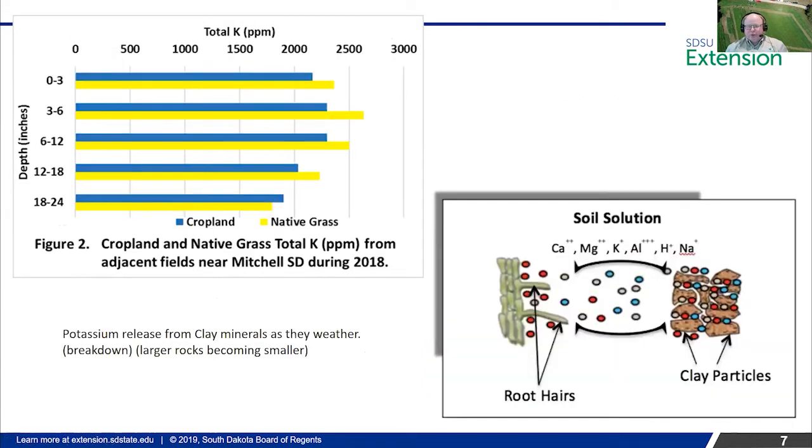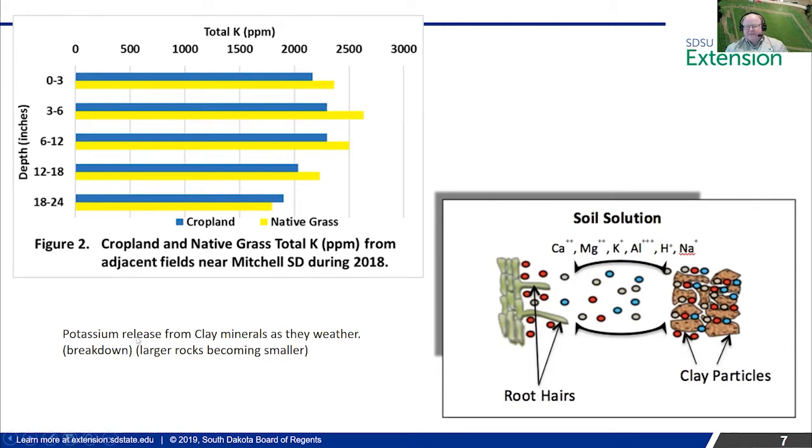So we look at total potassium, K, same depths here. We see that the native grass is higher in most all of them except down there in the very bottom depth. The cropland is slightly higher. That's just kind of variation, if you will. That's just a little variation. So we're extracting potassium from our soils as well.